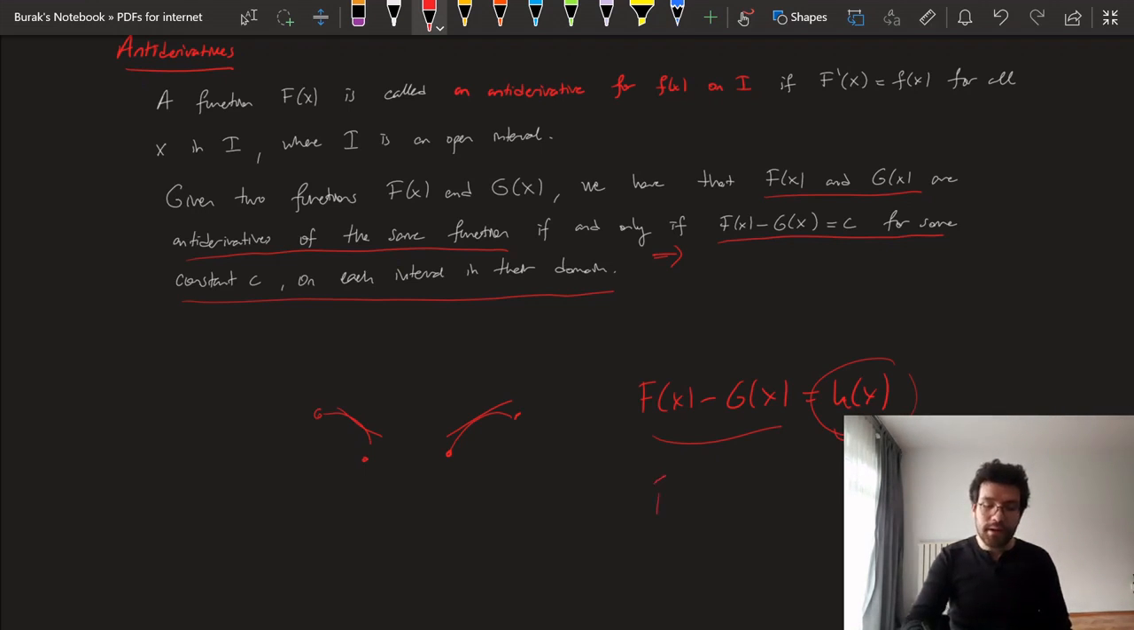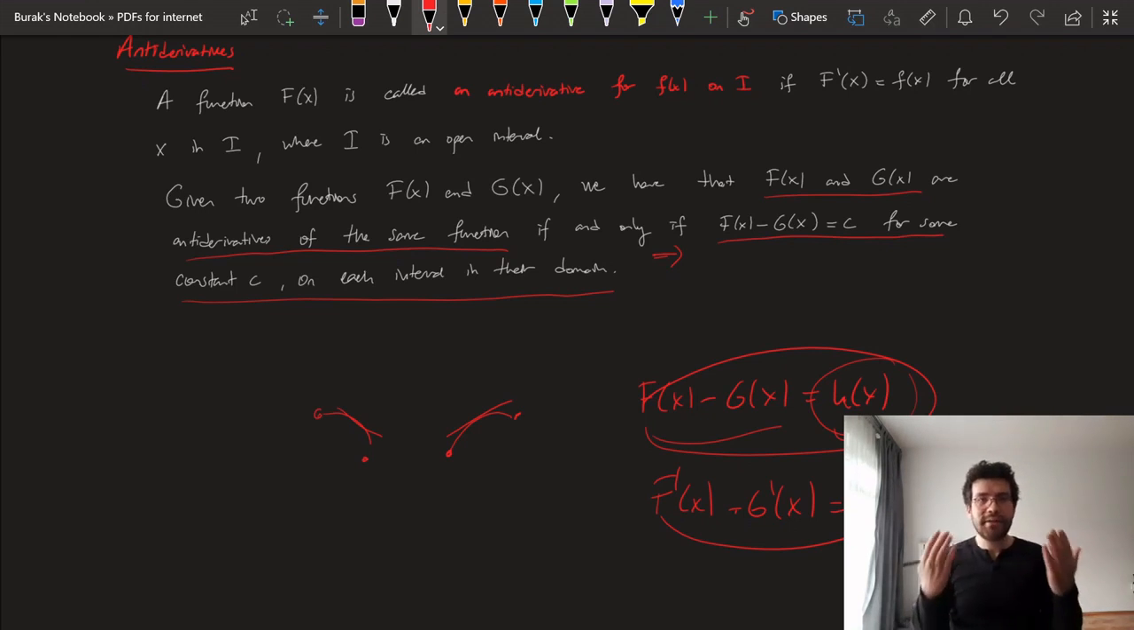But if these are antiderivatives of the same function, then their derivatives are the same. So the derivative of this h should be 0. So if I assume that f and g are antiderivatives of the same function, then this h has 0 derivative. But if you have 0 derivative, you have to be a constant function by the mean value theorem, okay?